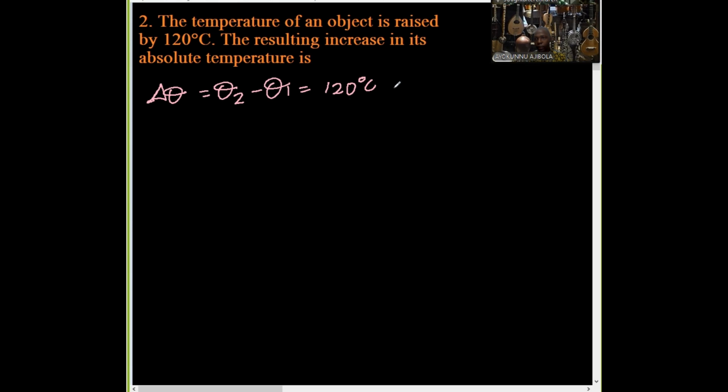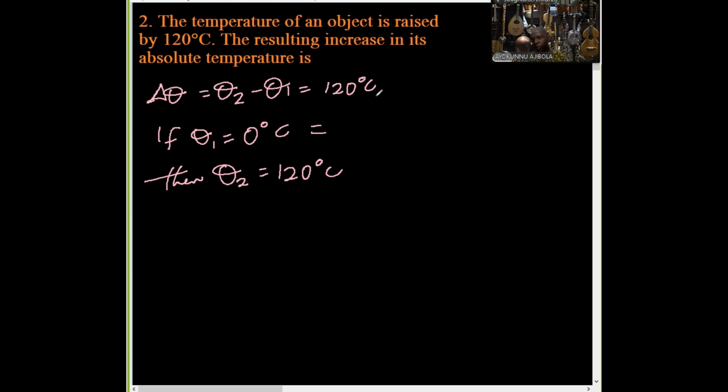That is the change in temperature. So if theta 1 equals 0 degrees C, then theta 2 will be 120 degrees C. That is the only condition for 120 minus 0 to give us 120. Is that clear? And your theta 1, which is 0 degrees, is the same thing as 273 Kelvin.